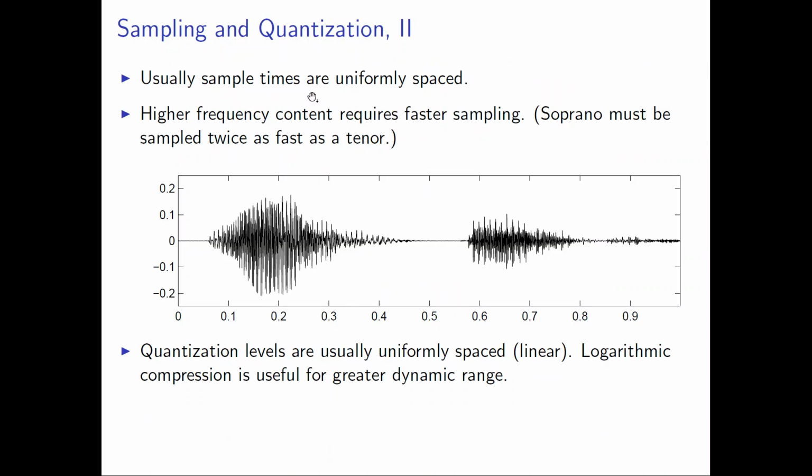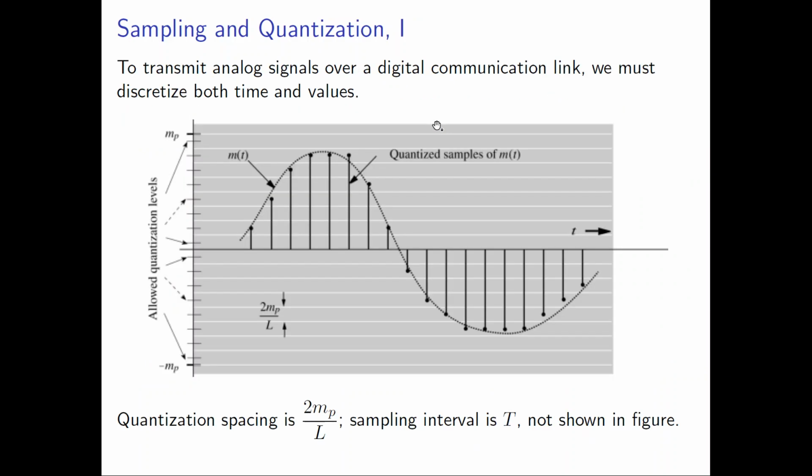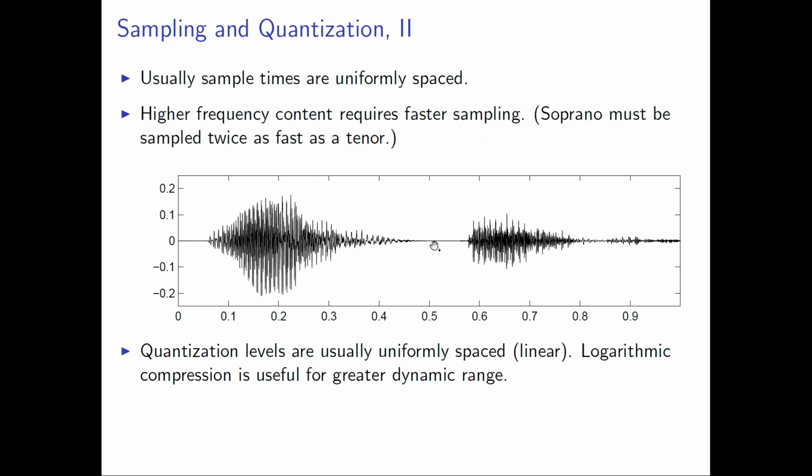Sampling: usually sample times are uniformly spaced. What does this mean? The spacing between these samples is equal, all of them. The spacing between this point and this point is exactly the same as between this point and this point, and it's the same as between this point and this point. Higher frequency content requires faster sampling. I just said this: if the signal has higher frequency, then the sampling needs to be faster to capture the details of the signal.